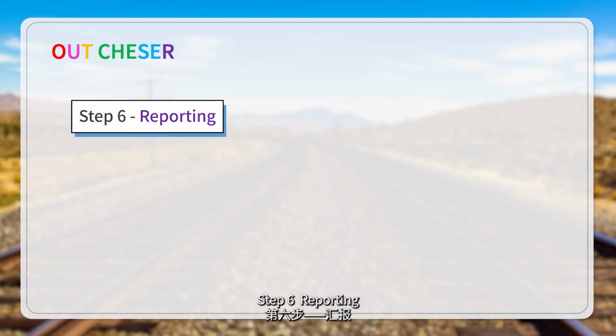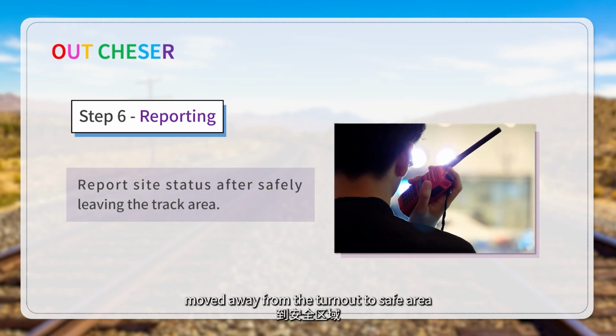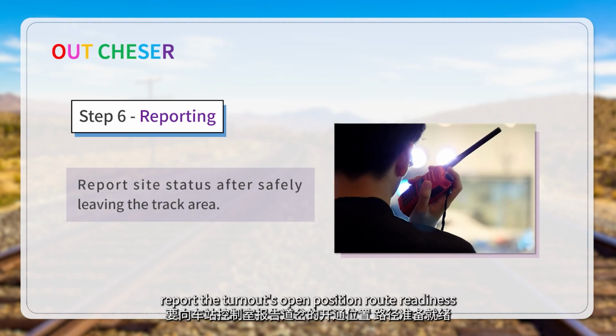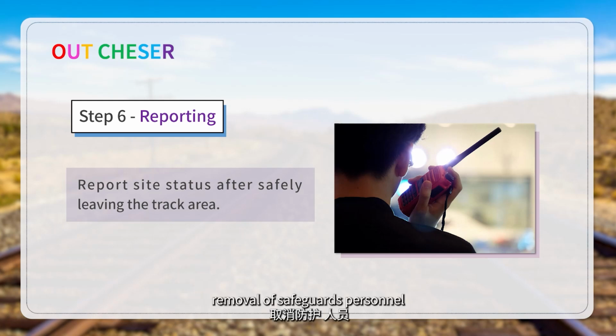Step 6. Reporting. Once you have safely moved away from the turnout to a safe area, report the turnout's open position, route readiness, removal of guards, personnel, and clearance of the track to the station control center. When conditions are met, the train can proceed with signal.